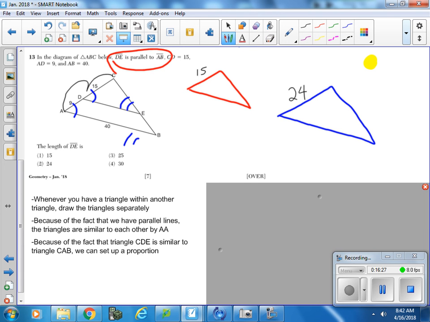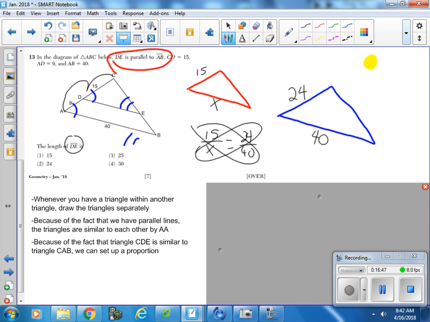And then we have 40. And what we're looking for is DE, which is X. All right? So now we can just set up the proportion. You can set up a number of proportions, but I did 15 over X is equal to 24 over 40. So remember, then you have to cross multiply.